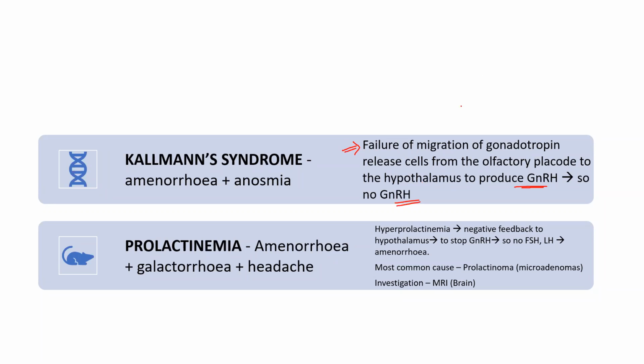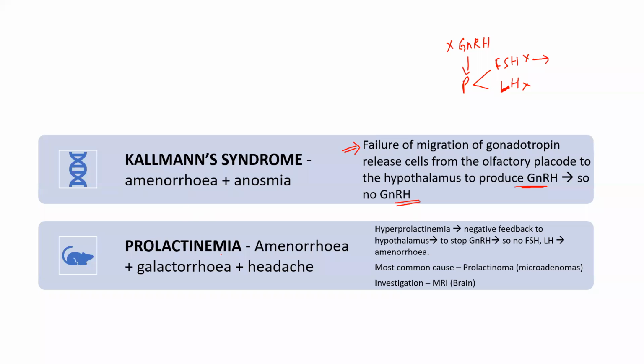As there is a failure of migration of the gonadotropin releasing cells, we do not have gonadotropin releasing hormone at all. And already we know when there is no gonadotropin releasing hormone, nothing is going to act on the pituitary. And when it is not acting, we do not have FSH and we do not have LH. So we do not have follicular development, and the hypothalamus pituitary axis has been blocked. And so that's why we have amenorrhea.